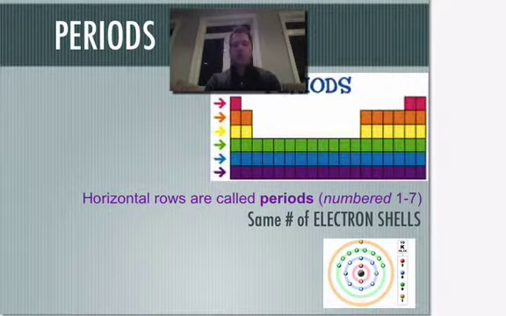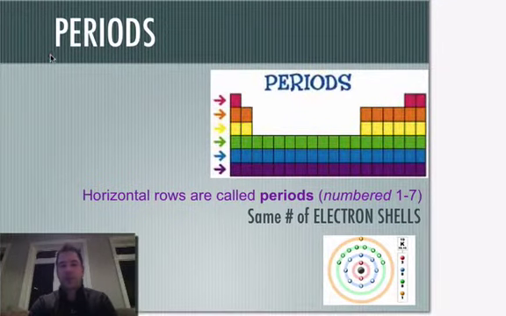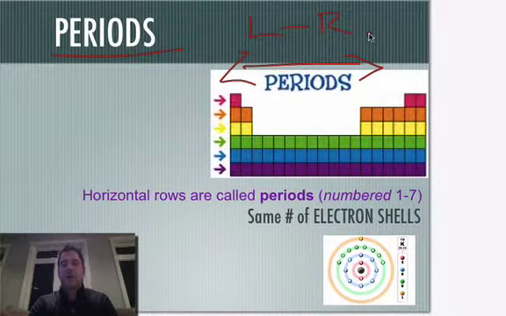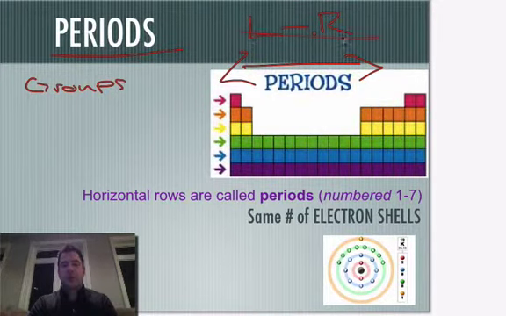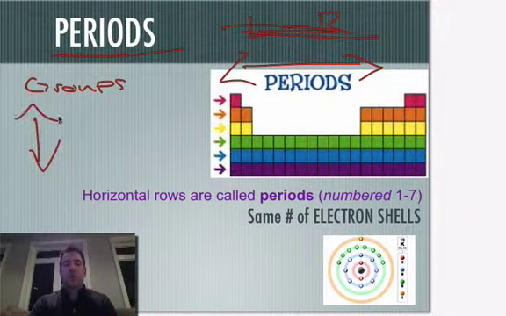The last part of the periodic table we're going to talk about is periods. Now, periods are going to be your horizontal rows going from left to right. Remember, groups went left to right, but this is going to, oh sorry, groups go left to right. Let's just cross that out. Groups go left to right, but periods are going to go vertical, up and down.